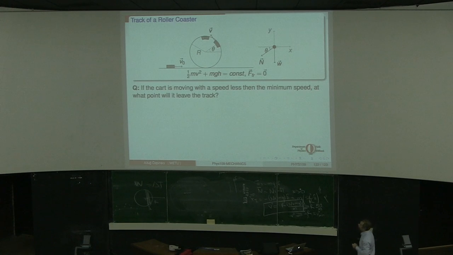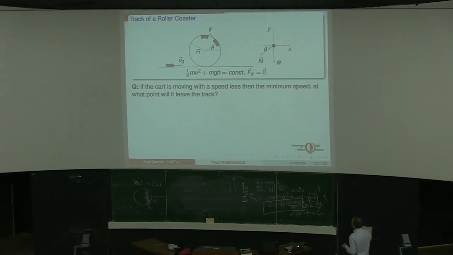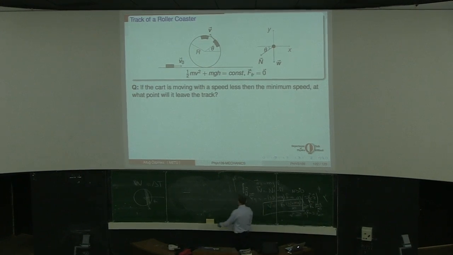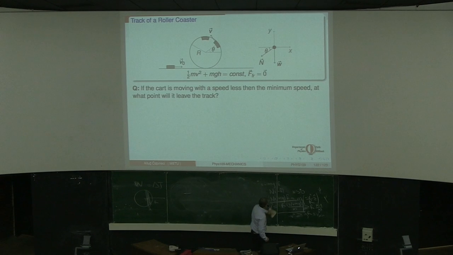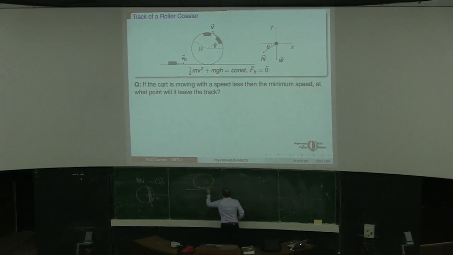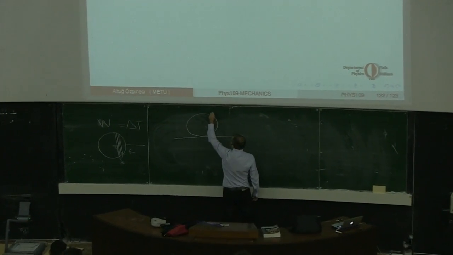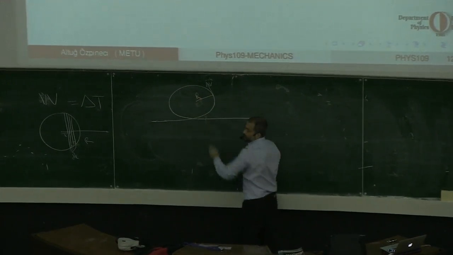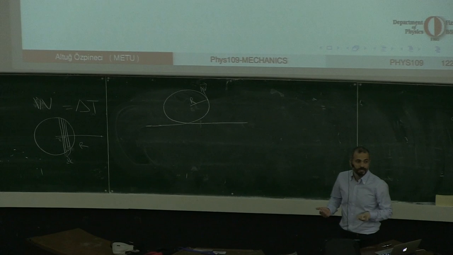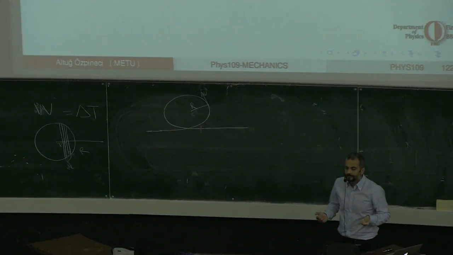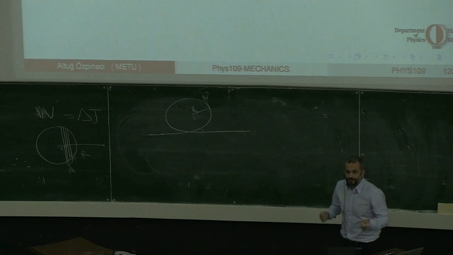Well, the normal force is zero, so there is only one force, the weight. But still, it is doing some circular motion, non-uniform, but still circular motion. So we know the central acceleration. What is the central acceleration of my object? I'm just assuming that this is my roller coaster. Now at this point, it is about to leave the track, fall off. Let's say it has some speed v. It is a circle of radius r. So what is the central acceleration of an object doing circular motion?